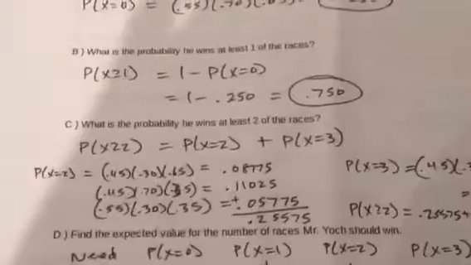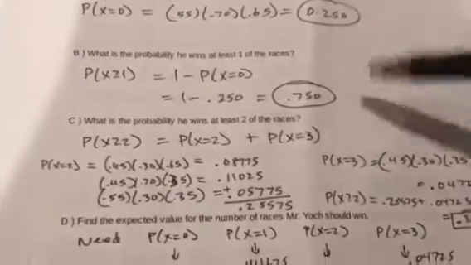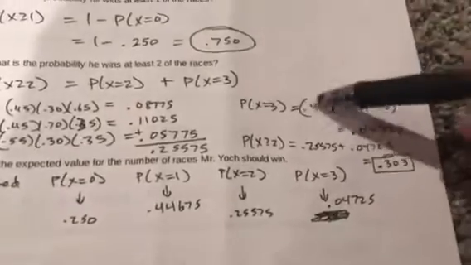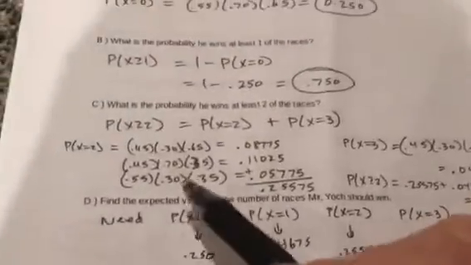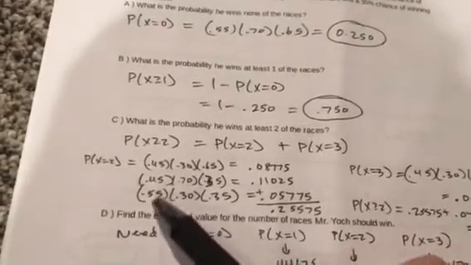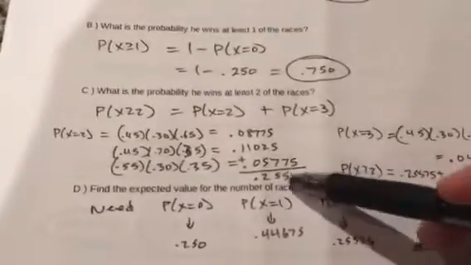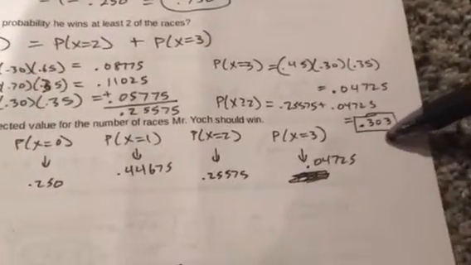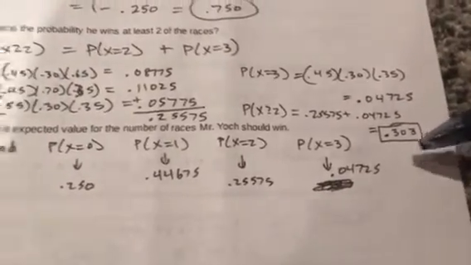What's the probability I win at least 2 of these races? So I need to win 2 or win them all. The probability that I win them all is quite small. I could win, win, lose. I could win, lose, win. I could lose, win, win. Add those up and add it to the probability I win all 3. That's the probability I win at least 2.